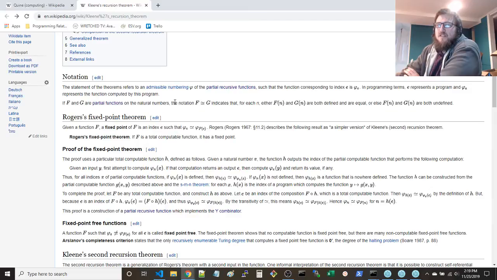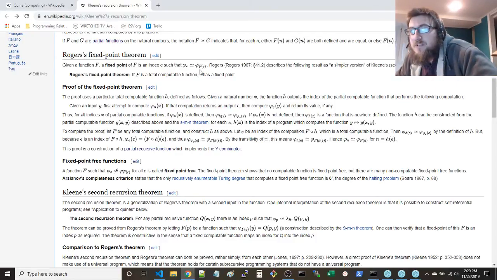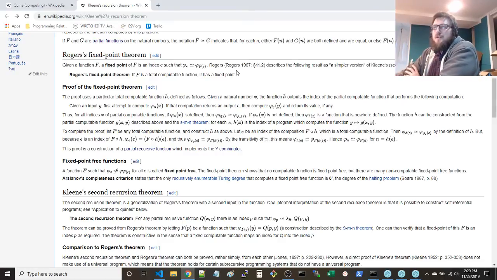If f and g are partial functions on the natural numbers, the notation f ≃ g indicates that for each n, either f of n and g of n are both defined and are equal, or else f of n and g of n are both undefined. So this is sort of like equivalent f and g. It's a notion of equivalence. Congruence, let's say congruence instead of equivalence. So it's sort of a notion of congruence. Rogers fixed point theorem. Given a function f, a fixed point of f is an index e such that phi of e is congruent to phi of f of e. Rogers describes the following result as a simpler version of Kleene's second recursion theorem. If f is a total computable function, it has a fixed point.